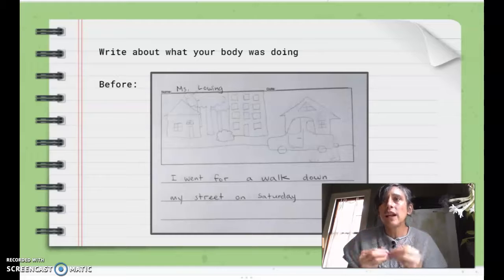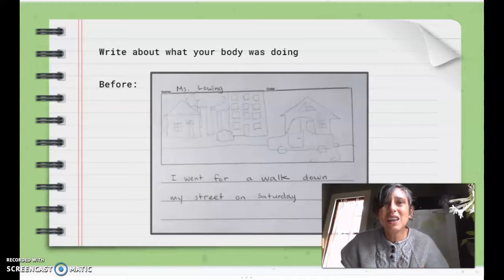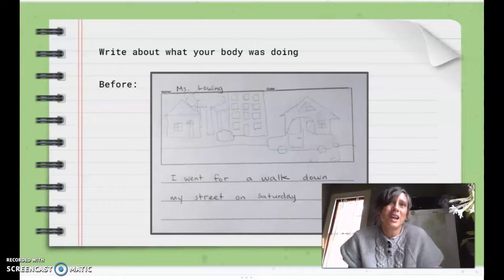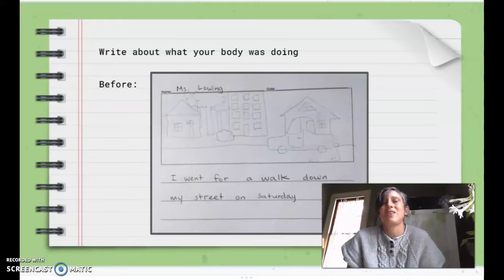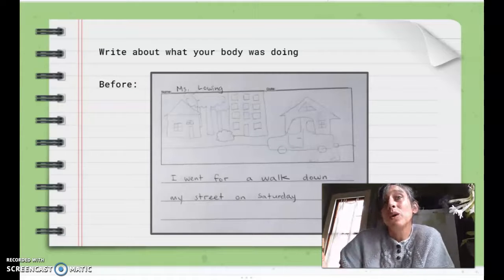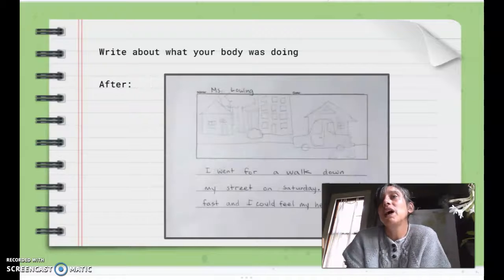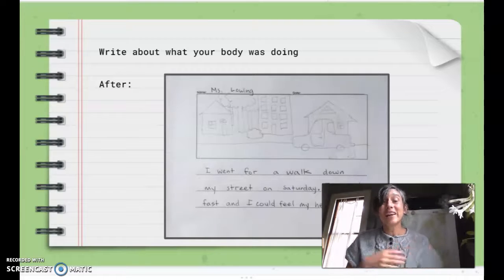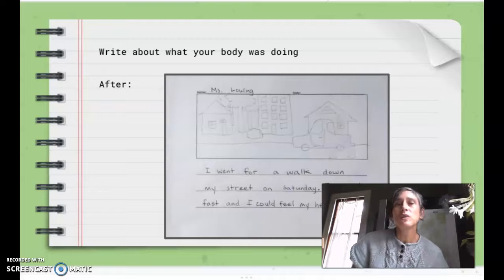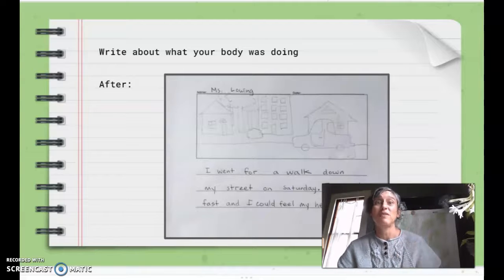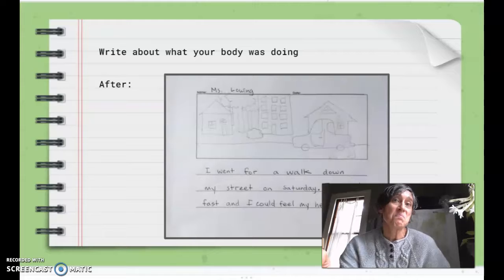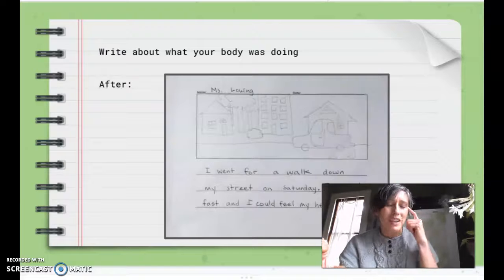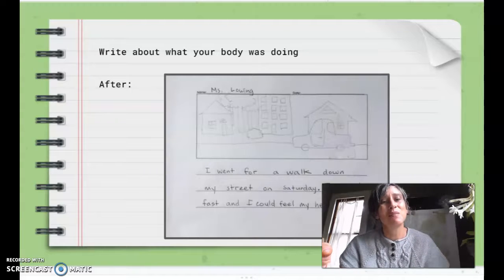When I first started out with this story, the only thing that I had down from my beginning was that I went for a walk down my street on Saturday. When I thought a little bit more about what my body was doing, I was able to go back in and add that I was walking fast. I could feel my heart beating. And that was just by thinking for a minute, like, hey, what was I doing while I was walking? My arms were swinging at my sides. I was moving really fast. It was a beautiful day. All I had to do was think, what was my body doing in that? And add some more details.